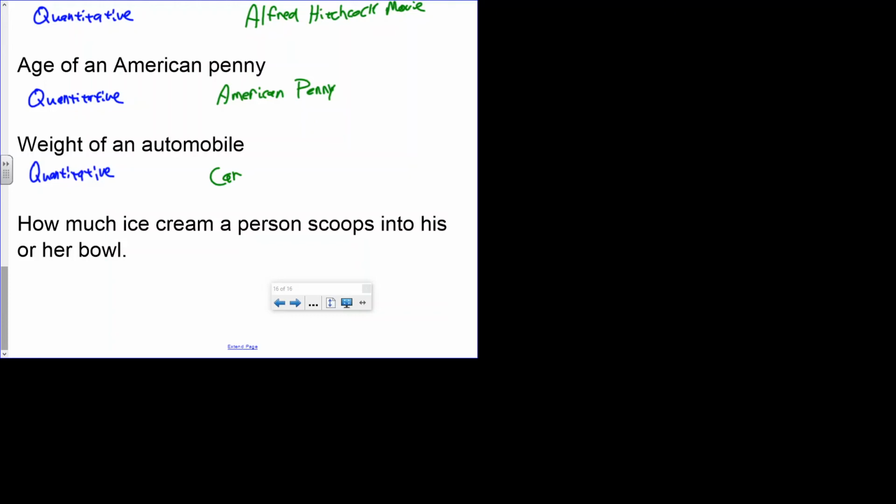And last one, how much ice cream a person scoops into his or her bowl. Well, we measure that either by volume or by weight. But either way, that's a quantity. So that's quantitative, and it differs based on each person.